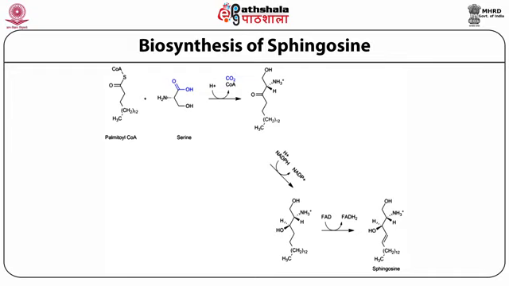As we see, basically sphingosine is biosynthesized starting from palmitoyl-CoA and serine, and the ultimate product requires a couple of other reduction and other kinds of chemical reactions.